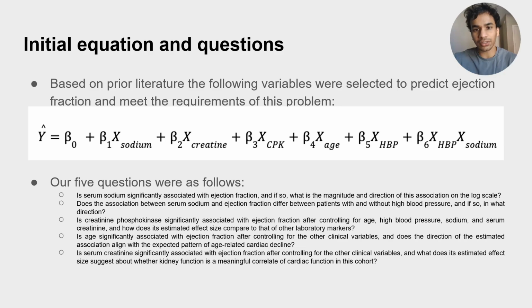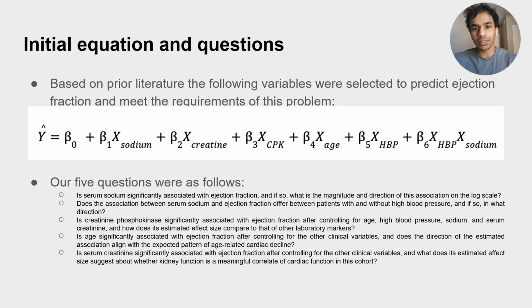To guide our analysis, we set out to answer the 5 following questions that represent the core of our investigation. Firstly, is serum sodium significantly associated with ejection fraction, and if so, what is the magnitude and direction of this association on a log scale? Second, does the association between serum sodium and ejection fraction differ between patients with and without high blood pressure, and if so, in what direction?